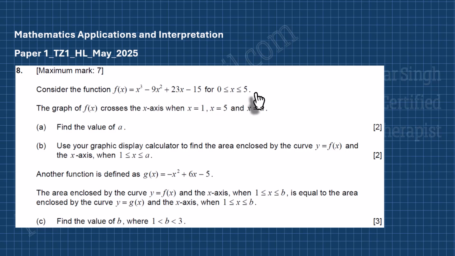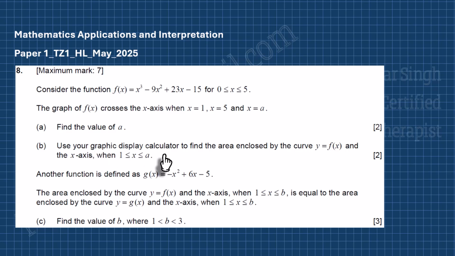We have a domain for f of x, which is from 0 to 5. We have no domain for g of x. He says that the graph is crossing the x-axis. When the graph is crossing the x-axis, it basically means that the roots of the equation are 1, 5, and a. He wants us to find a value for a, which can be done using the graphic display calculator.